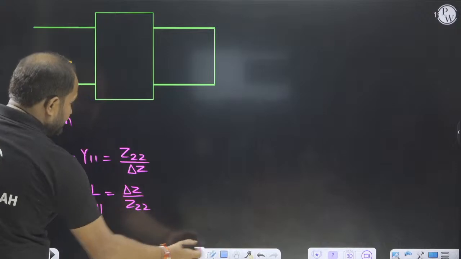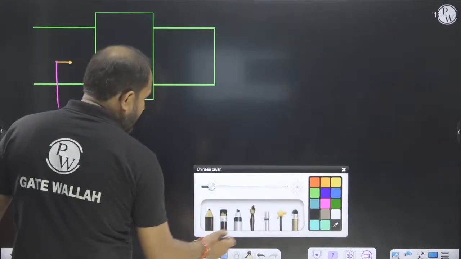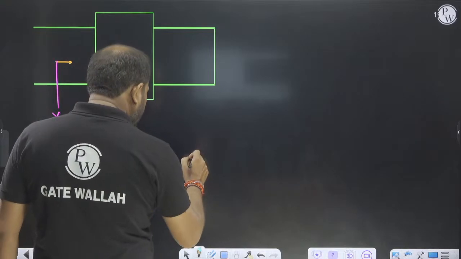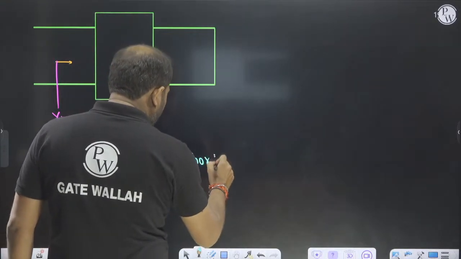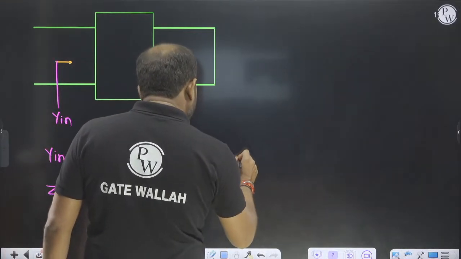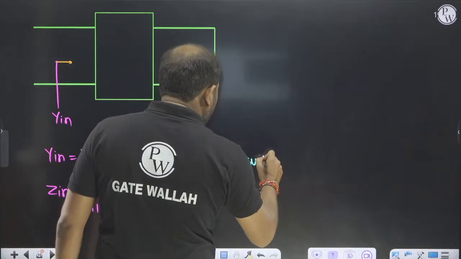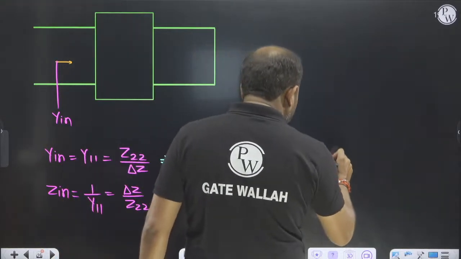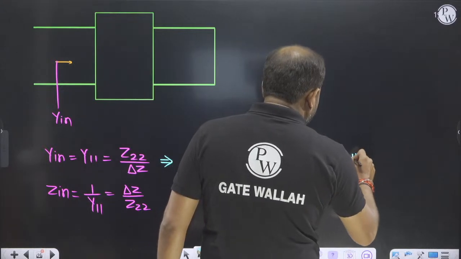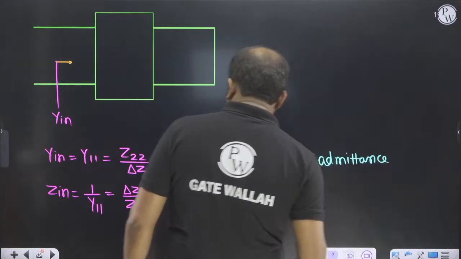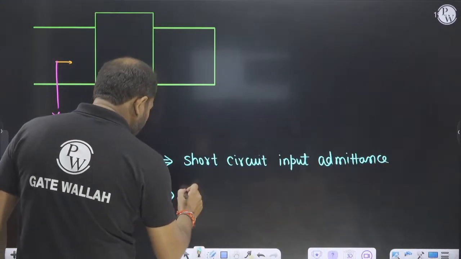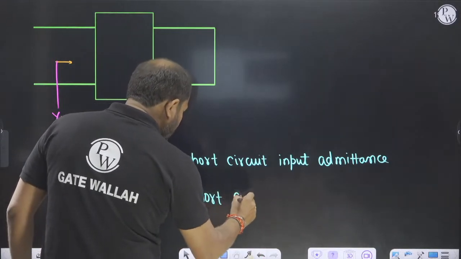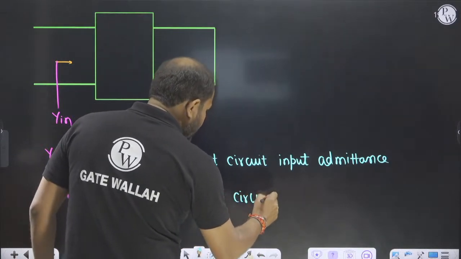So this is known as short circuit input admittance. And the second one is known as open circuit input impedance.